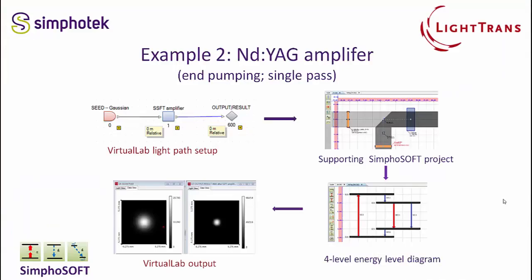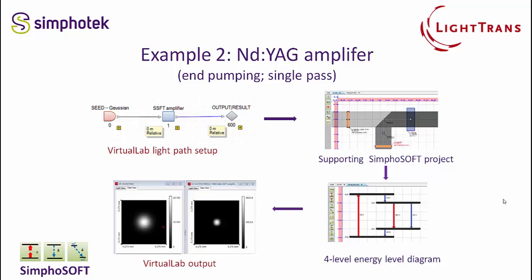Now I'm going to example 2, which is a neodymium YAG amplifier. This is going to be an end-pumped amplifier, and we're going to look at a single pass. On the upper left is the VirtualLab light pass setup. Here you'll see a seed beam, an amplifier section, and an output.